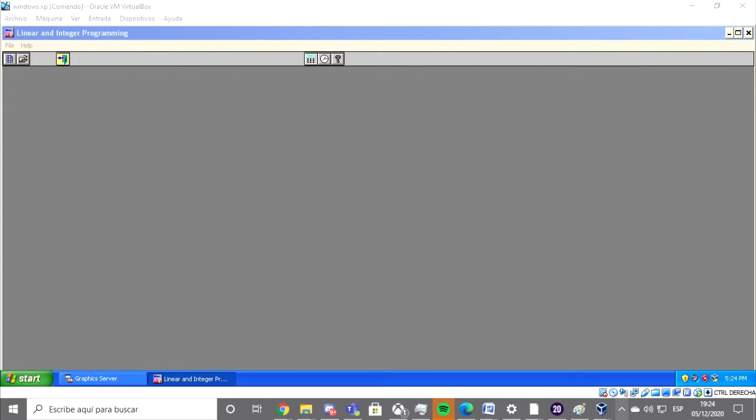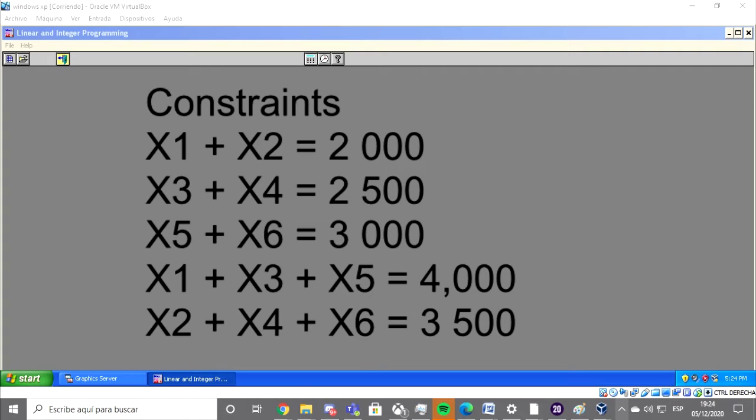Subject to: x1 plus x2 is equal to 2,000. x3 plus x4 is equal to 2,500. x5 plus x6 is equal to 3,000. x1 plus x3 plus x5 is equal to 4,000. x2 plus x4 plus x6 is equal to 3,500.